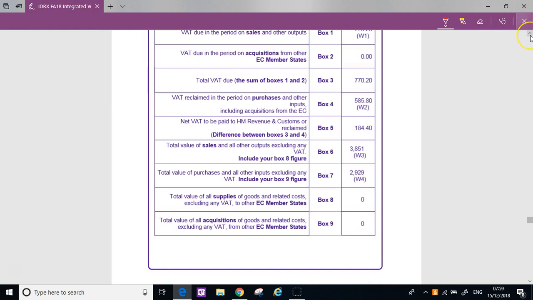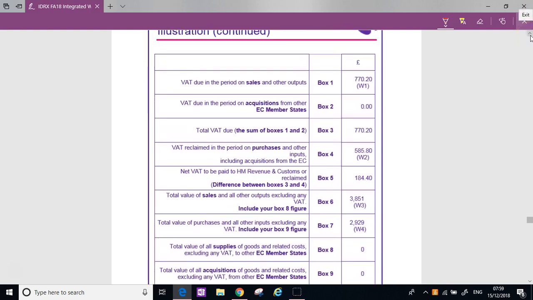Really, again, like I say, this is a double entry ultimately. So what I suggest is put the double entry here, put VAT, and then you have VAT due in the sales period. That's the 770. You know that's over here, 770.20, right? Because you owe that. And you can see it says working one. We know where we've got those figures from.